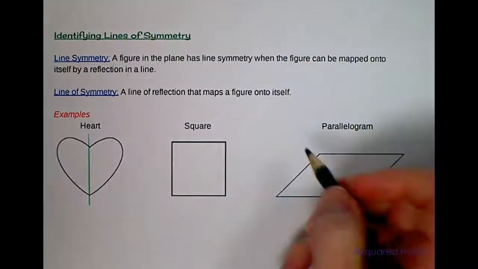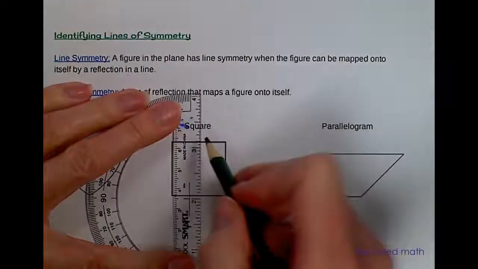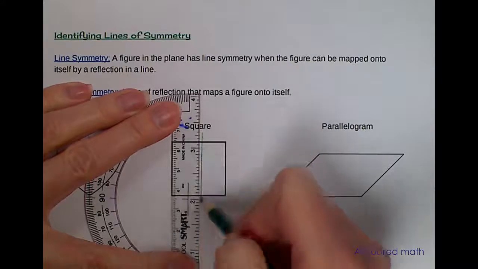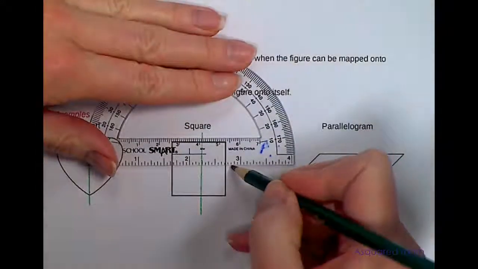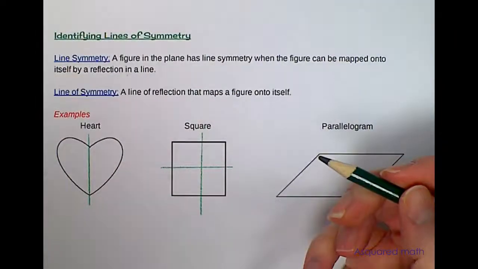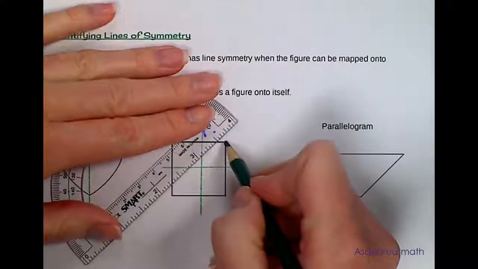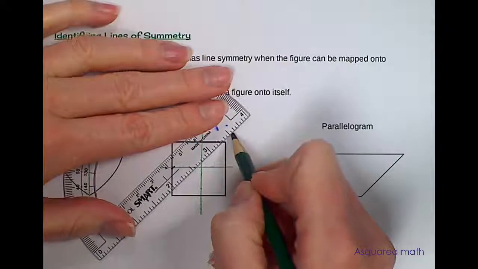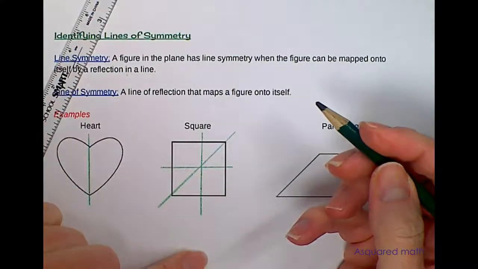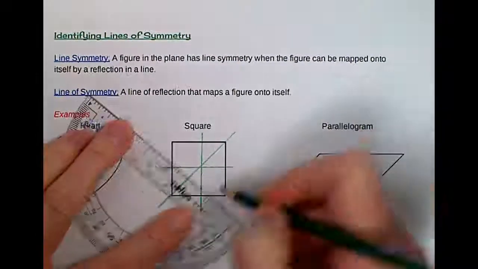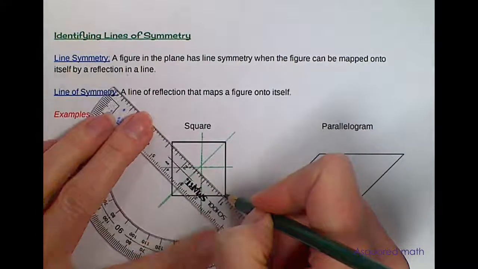A square has quite a few lines of symmetry. We can fold it in half this way. Well, that's a little bit off center. We can fold it in half this way. We can also fold a square from corner to corner and have the exact same image, the same triangle on the left and right, or top and bottom, whatever you want to consider that.